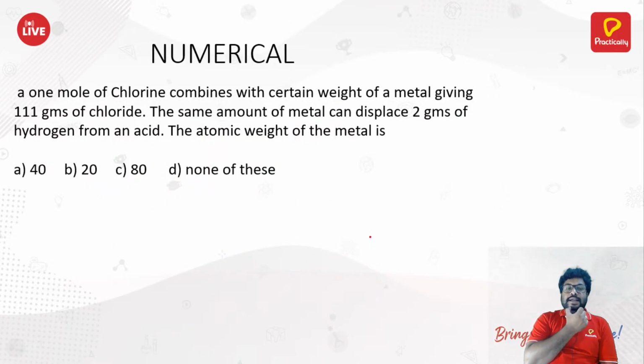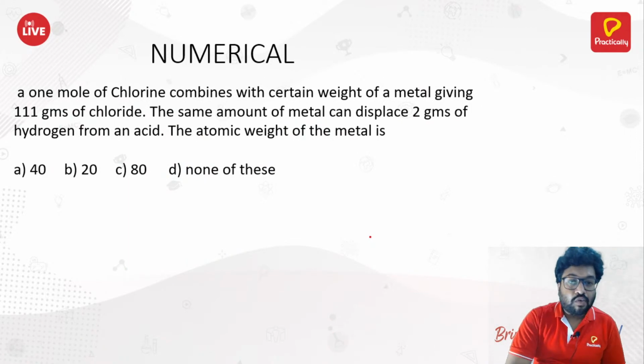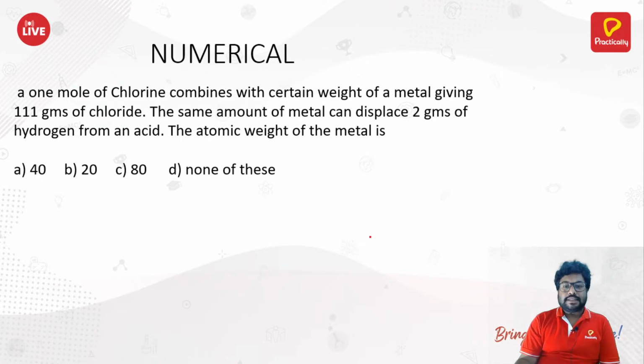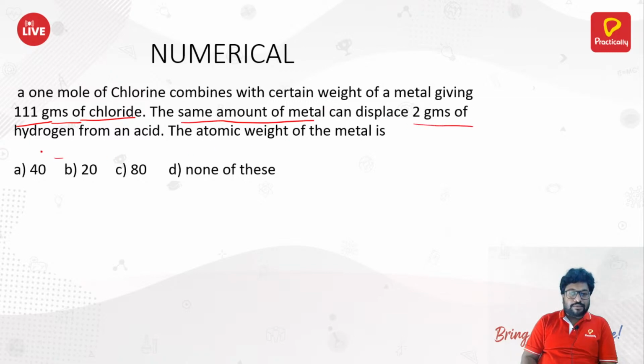Moving ahead. 1 mole of chlorine combines with a certain weight of metal, giving 111 grams of chloride. The same amount of metal can displace 2 grams of hydrogen from an acid. The atomic weight of the metal is?